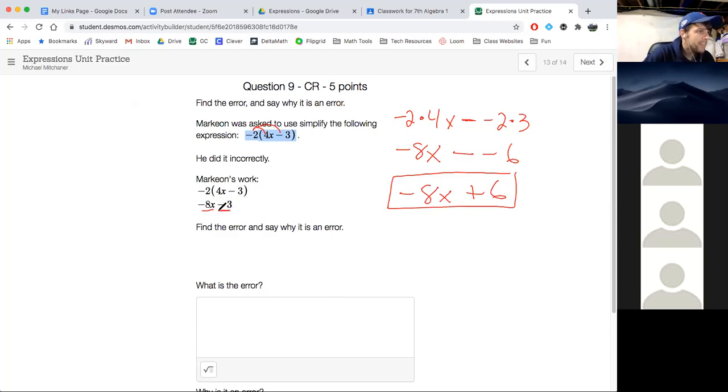But what's different is this second term. That one is incorrect. It looks like he forgot to distribute right there. So I'm going to go ahead and say that. What is the error?